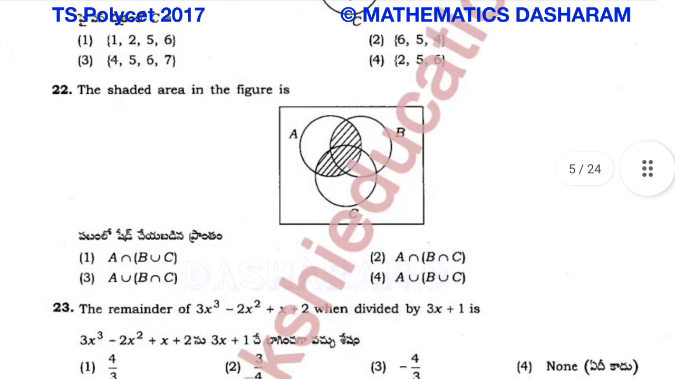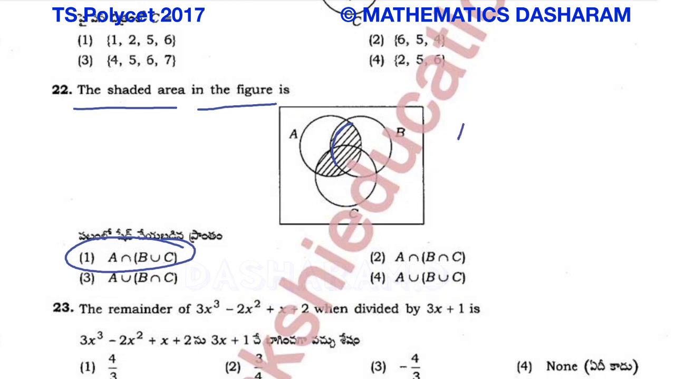Next, question number 22. The shaded area in the figure is. So here first he shaded the common portion of the A and B sets. Am I right? Next he shaded the common portion of the A and C sets. So both are shaded. So in the two shaded regions, A is common for both. Am I right? So common means intersection will come. So here option 1 is correct.